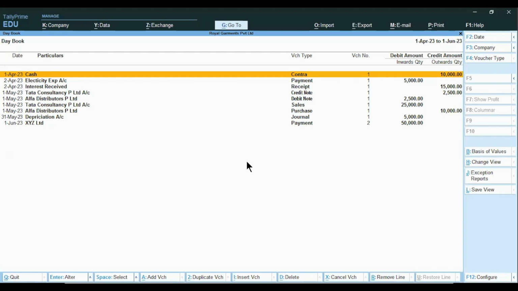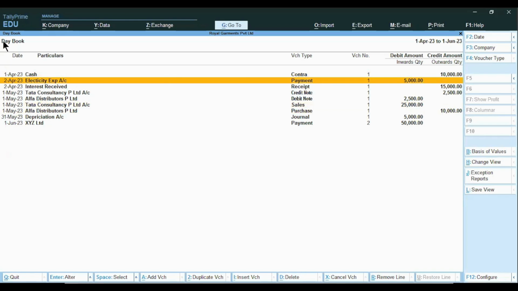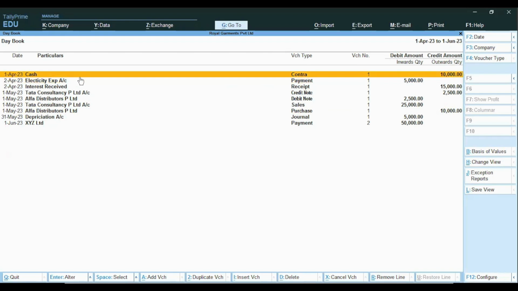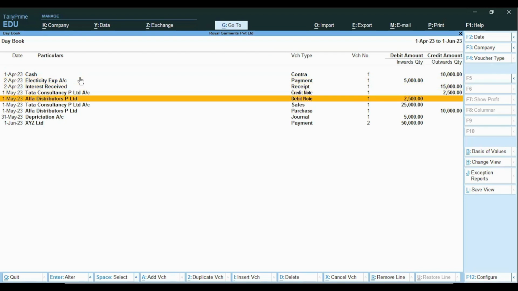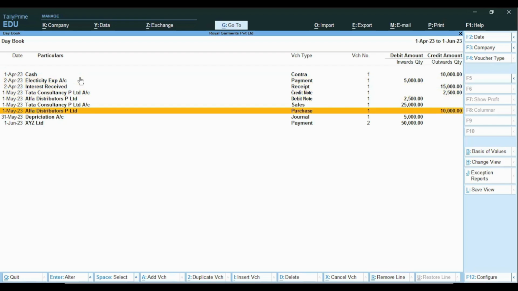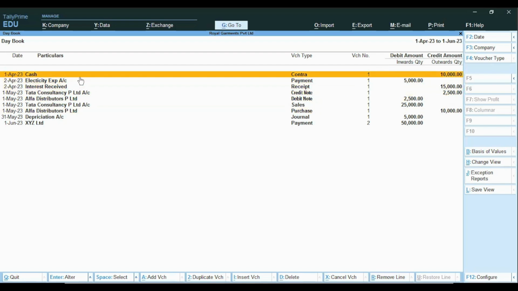So all these are the transactions. 1st April, we made a contra entry. See, the first column is the date column, then particulars, where we check the ledgers that we used for entering the transaction. What type of transaction, what voucher type it is, is listed in the third column. Voucher number is given, whether it is a debit part or credit part is given over here. So first is a contra entry, then payment, receipt, credit note, debit note, date wise it is listed. So this is how we can check the daybook.